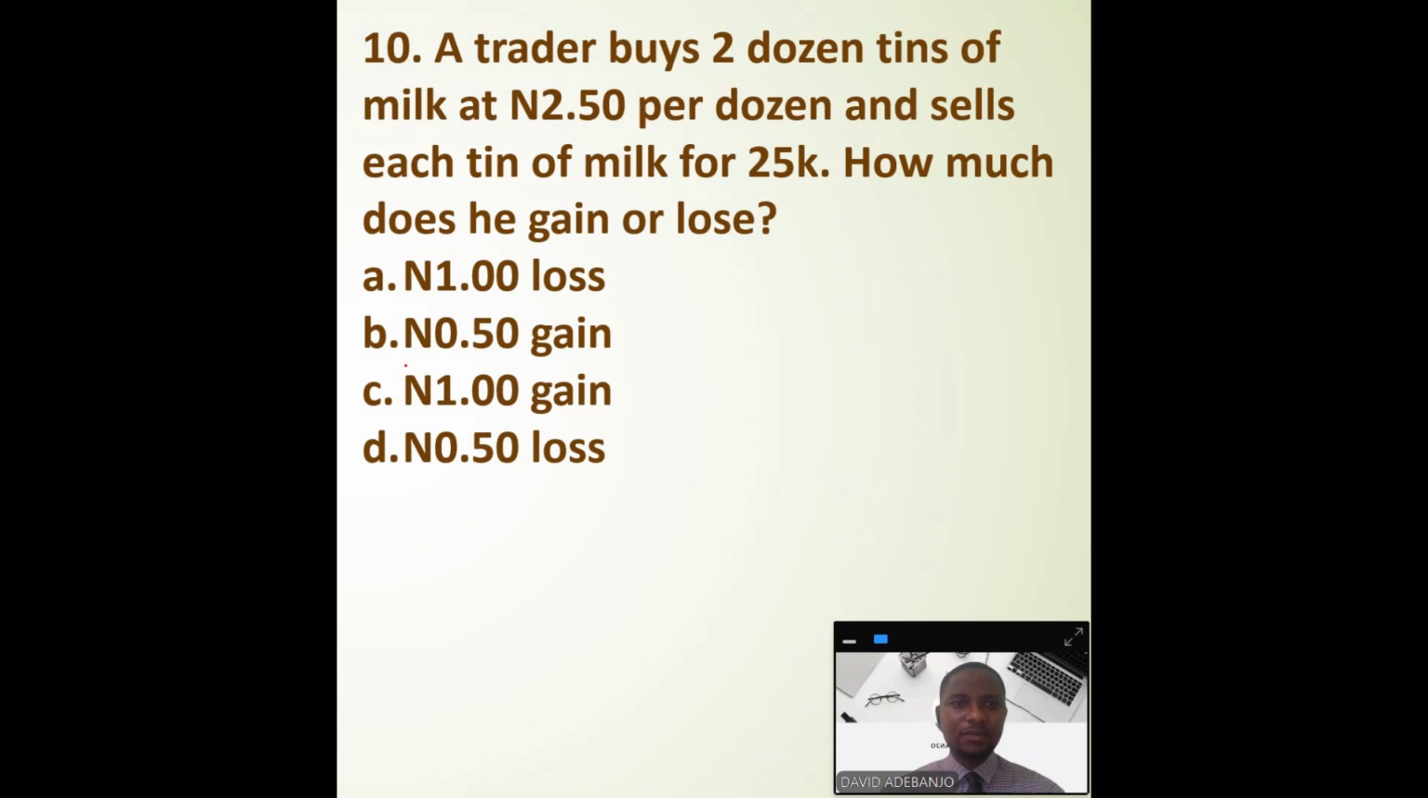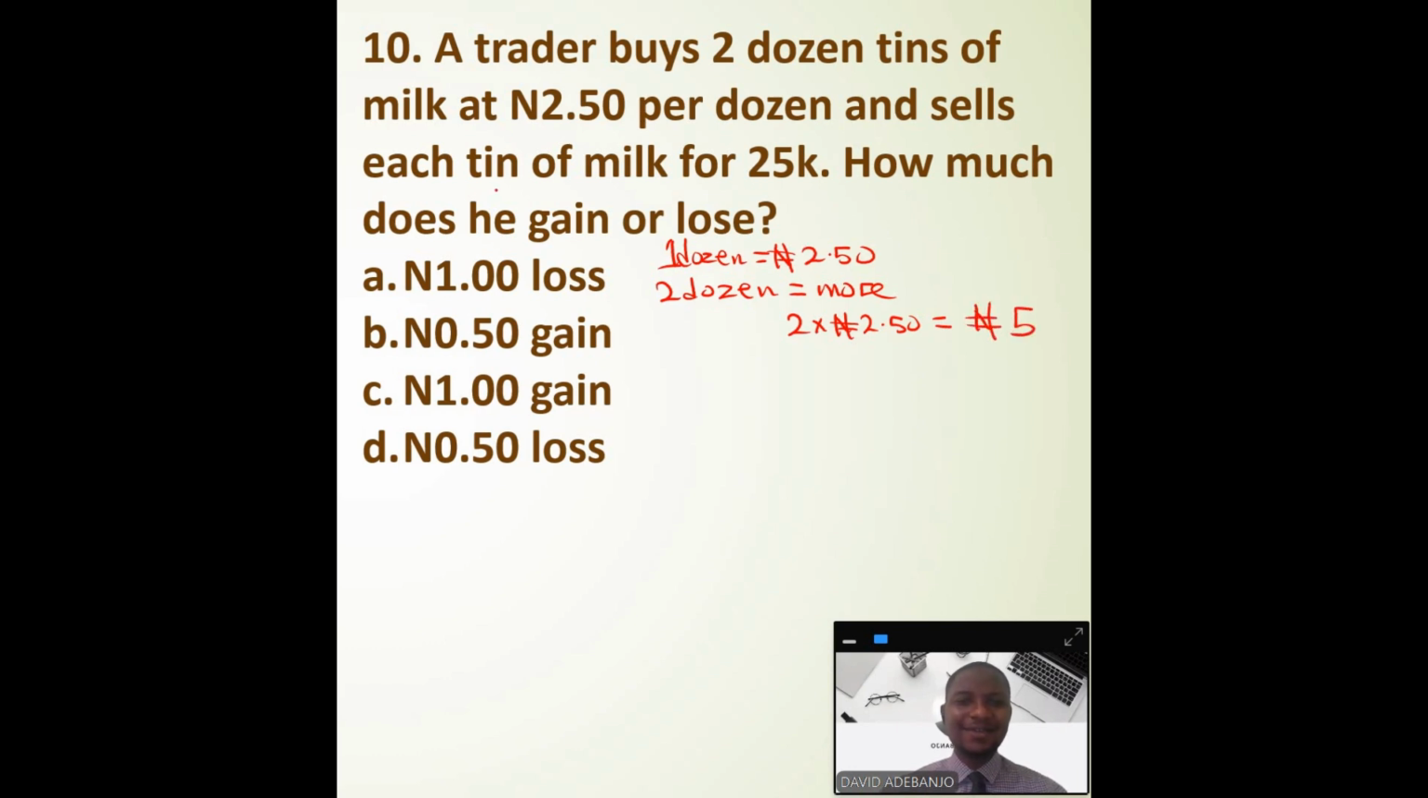A trader buys 2 dozen tin of milk at 2 naira 50 kobo per dozen, meaning 1 dozen is equal to 2 naira 50 kobo. And the trader bought 2 dozen. So 2 dozen will be more. So it's just to multiply 2 by 2 naira 50 kobo, and that will give you exactly 5 naira. So I'm done with the first statement.